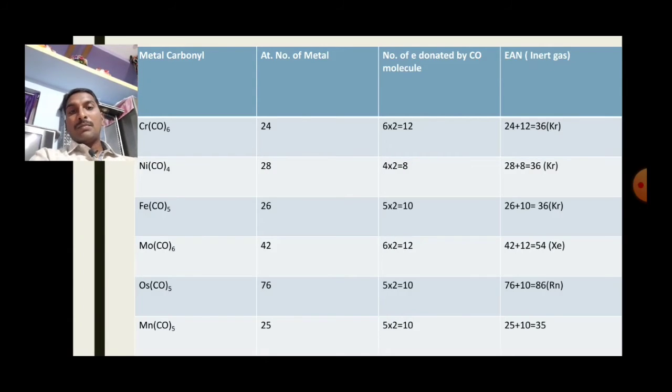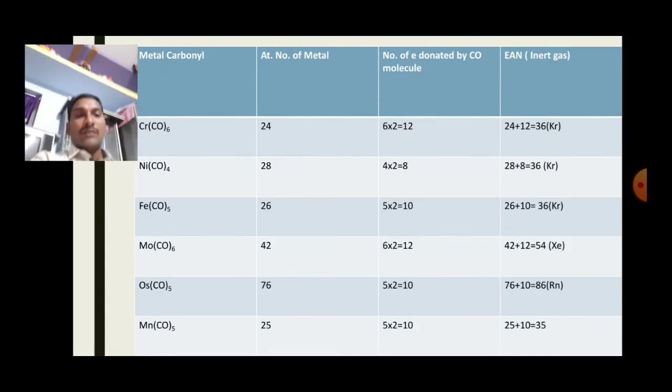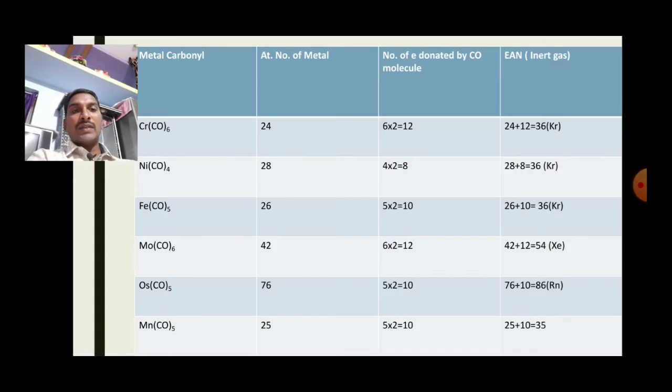Then molybdenum hexacarbonyl, Mo(CO)6. What is the atomic number here? It is 42. The next inert gas is xenon, which has 54, so it is short by 12. It gains 6 times 2, 12 electrons from the 6 carbon monoxide molecules, and finally acquires the xenon atomic number. So that is the stable electronic configuration.